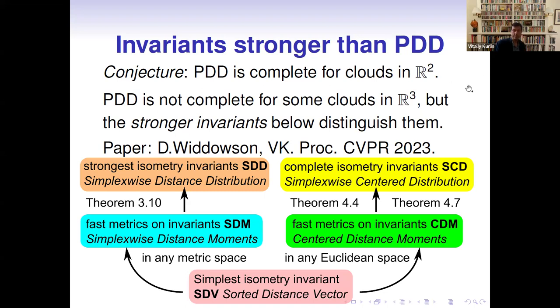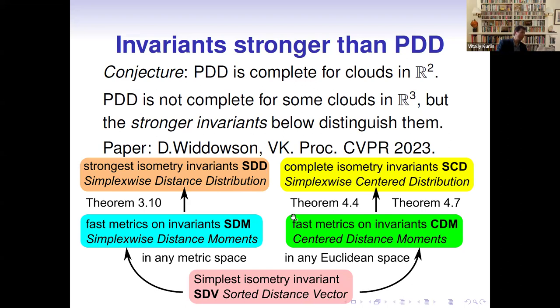So this diagram illustrates what happens. We sorted the distance vector, so all pairwise distances sorted in order. That's simple, generically complete, known for 20 years, since 2004. Then here we extended in 2 directions.